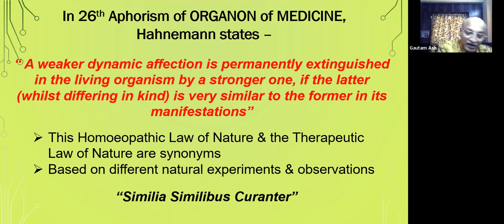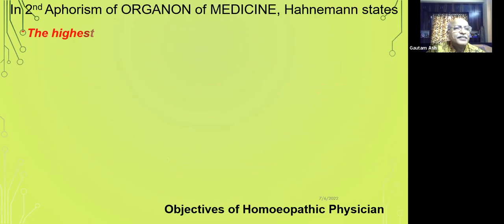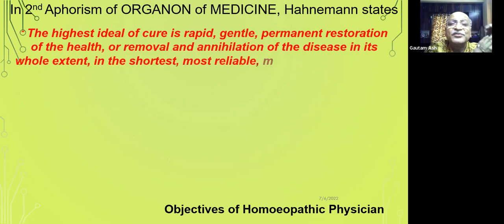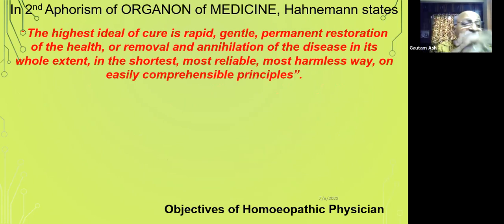Whether we are treating based on a few symptoms, or based on the whole case history, whether it is a therapeutic way of treatment or a full holistic way of treatment, doesn't matter. Actually, both are the same. Therapeutic law and treatment for the holistic approach, all are the same. Again, in Aphorism 2 of the Organon of Medicine, Hahnemann said the highest ideal of cure is rapid, gentle, permanent restoration of health, or removal and annihilation of the disease in its whole extent in the shortest, most reliable, most harmless way, on easily comprehensible principles.